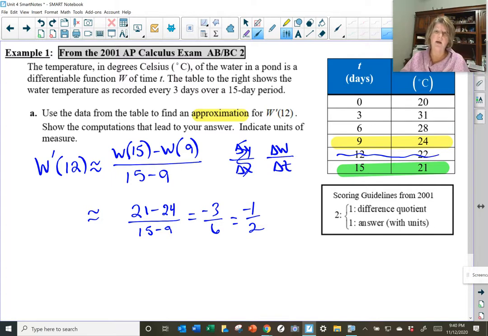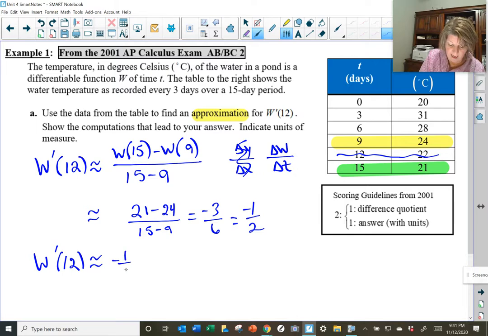Use the data in the table to approximate W prime of 12. I did that part. Show the computations. I did that part. Indicate the units of measure. Oops, I haven't done that part. We need some units here. W prime of 12 is about negative 1/2. And now I really can use those numbers that I put in place and look at what their label was. So the label for the top, for the function W, was degrees Celsius, and T comes in units of days. So it's Celsius per day.